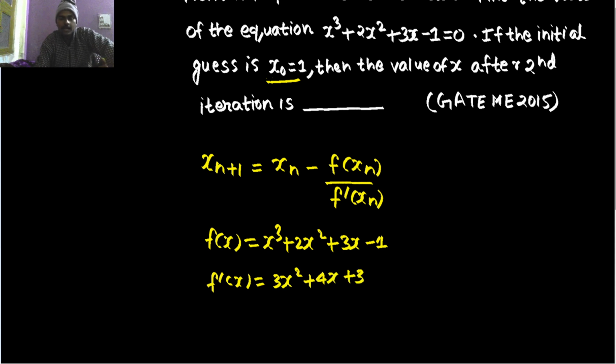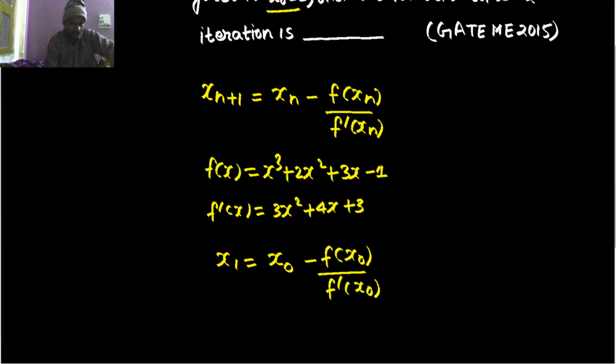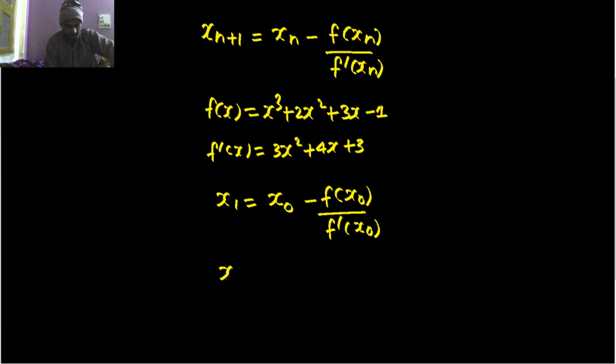Okay, now in order to find the value of x2, x2 will involve x1, so we need to find x1 first. So x1 will be x naught minus value of function at x naught divided by derivative at x naught. X naught is nothing but 1, minus value of function at 1 divided by derivative of function at 1.